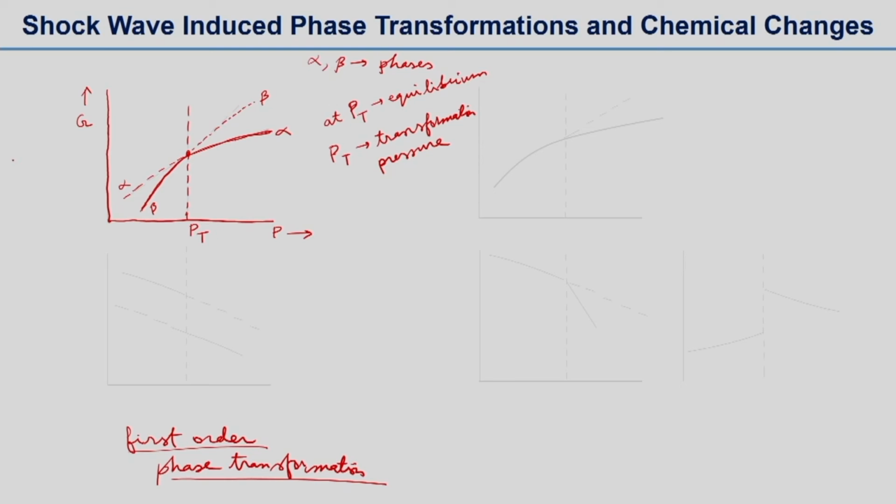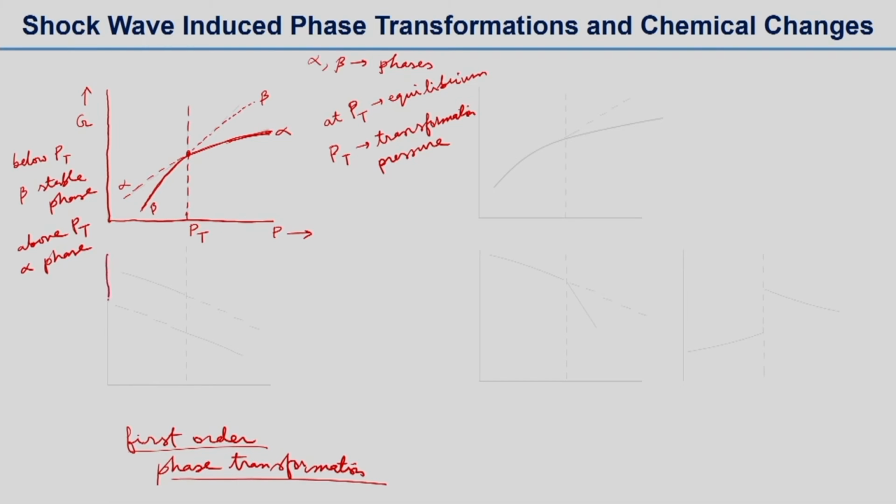We can write it here: below PT, where below means lower pressure than PT, beta is the stable phase, and above PT the solid phase is alpha phase. You can see that if you go to the right hand side of PT, alpha has the lower Gibbs free energy, so that's why we are writing the solid line only for the stable part. Before PT beta is stable, and after PT, meaning pressure higher than PT, we'll have alpha phase stable.